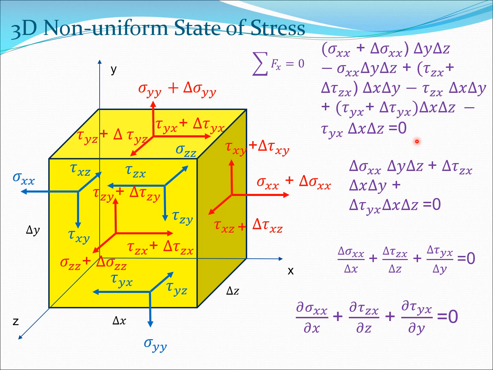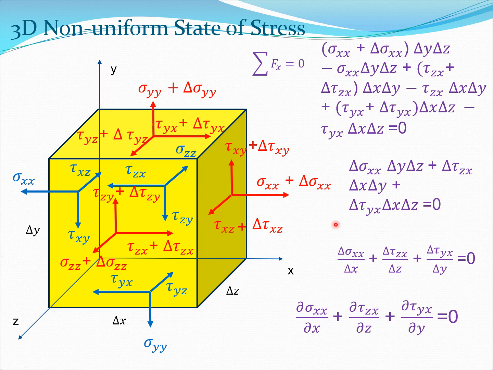Now what we do here is that we will immediately get a lot of cancellation. So you can see that the sigma xx terms will cancel, the tau zx term will cancel, and the tau yx term will cancel, and I will only be left with the terms involving the deltas. So I will get delta sigma xx into delta y delta z plus delta tau zx into delta y delta x, and delta tau yx into delta x delta z. This is all going to be equal to 0. So this second equation comes out of the first equation after cancellation of the terms involving the stresses. Here only the delta terms remain.